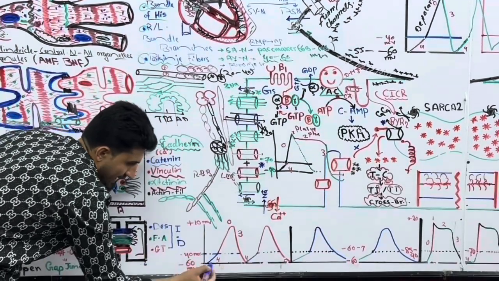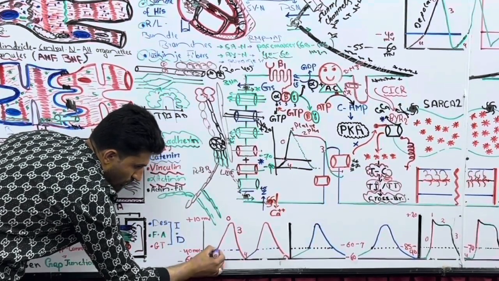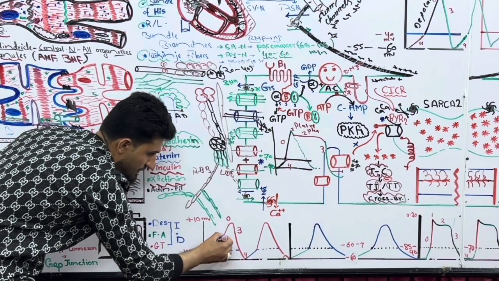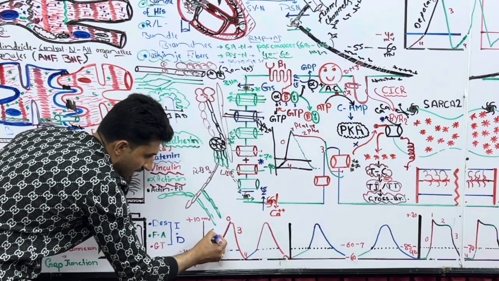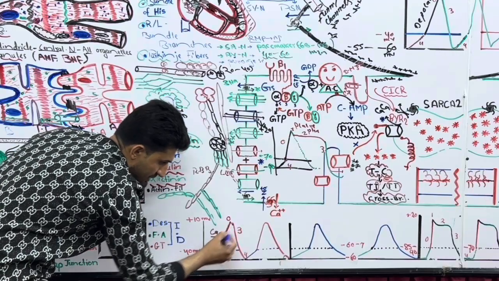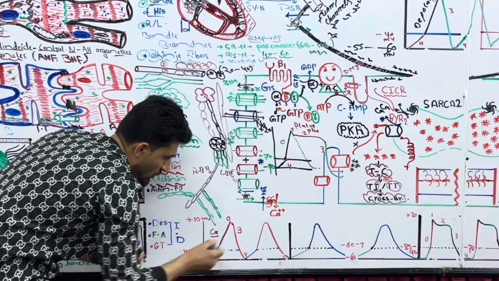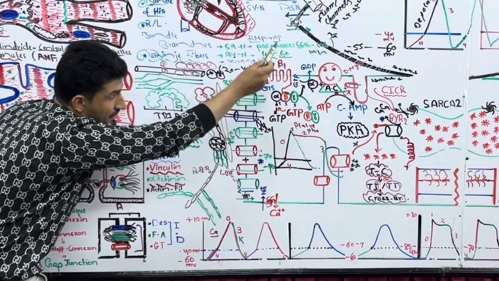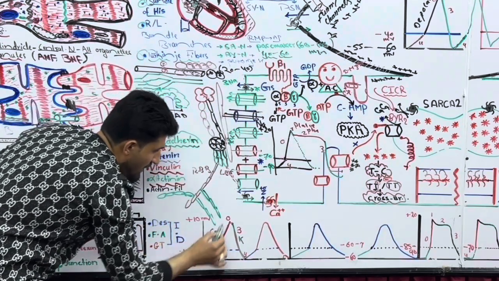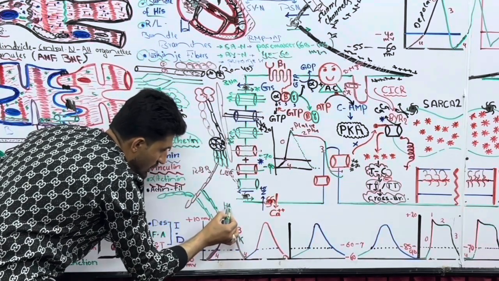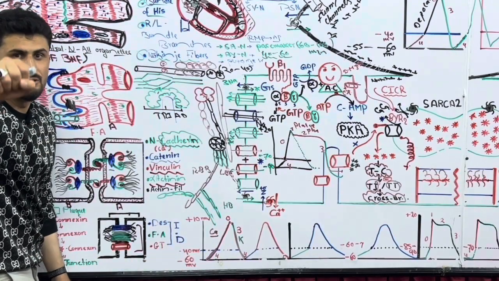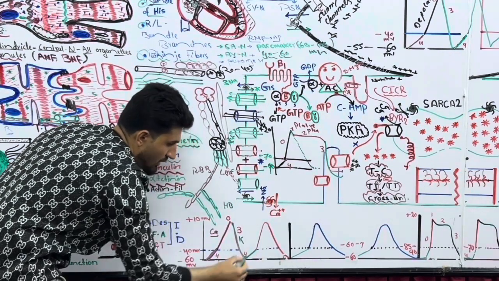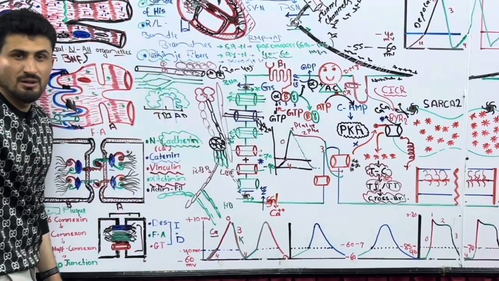This graph is for the SA node. Okay, this is phase 4. We don't have a resting stage in the SA node. This is depolarization, which is due to entry of calcium. This is repolarization, which is due to efflux of potassium. Okay, we explained it here. So this one graph causes one heartbeat, one loop. Now this next graph causes another heartbeat, loop, loop.